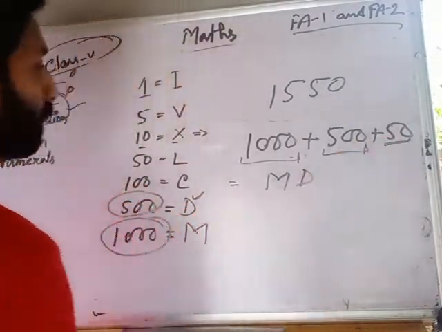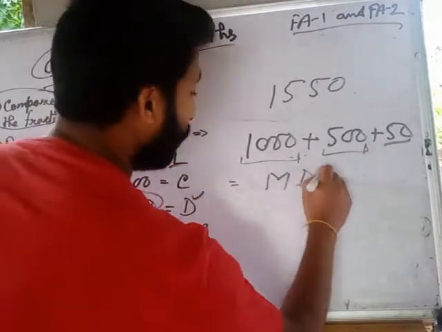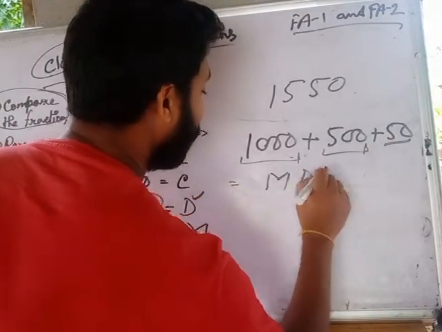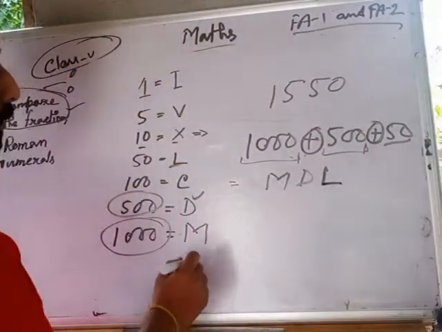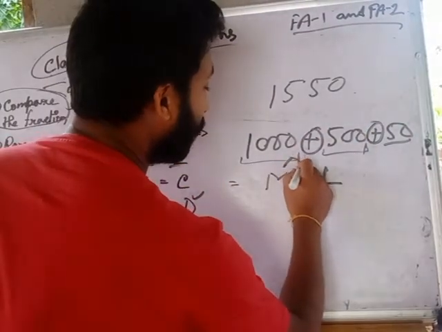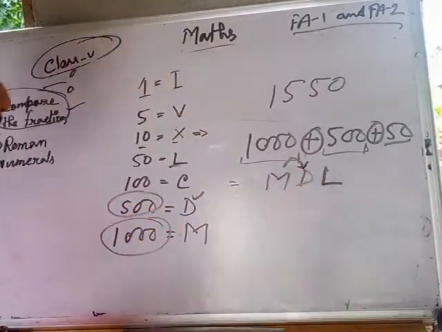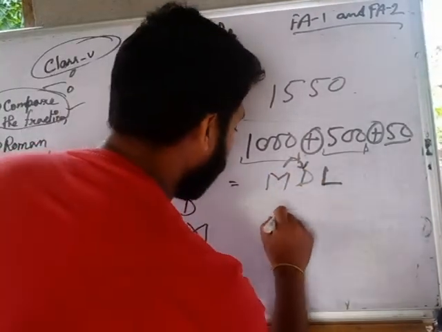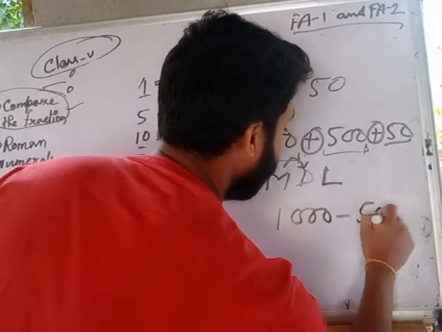After that 50, so 50 will be L. That means when we add the numbers, we should write the smaller number just right of the bigger number. Okay. If we subtract the numbers, suppose it is 100 minus 50.